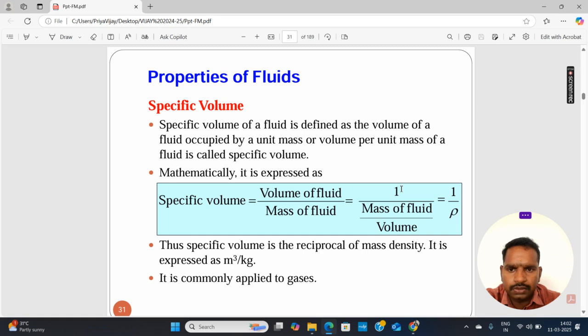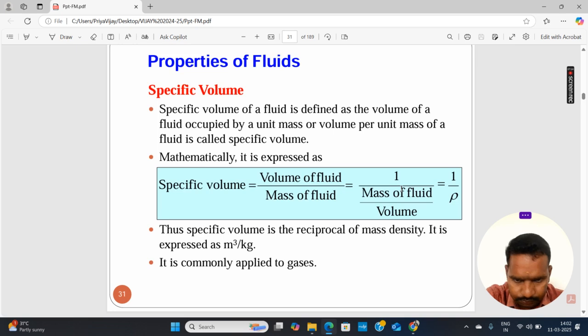The next property is specific volume. Specific volume is defined as the volume of fluid occupied by unit mass, or volume per unit mass of the fluid. In other words, the reciprocal of density is also called specific volume. It is mainly applied to gases.